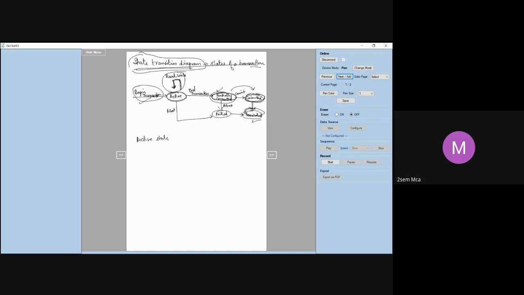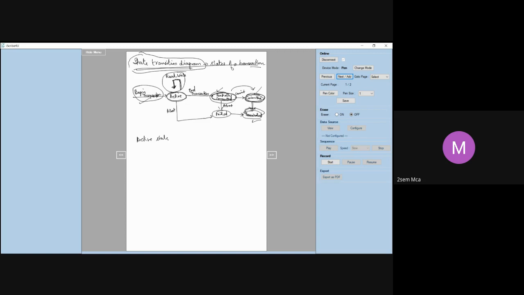Once the transaction is committed, what does that mean? That means it has concluded its execution successfully. That means all the changes that have been made to the database are recorded permanently in the database. Yeah, that is one part.